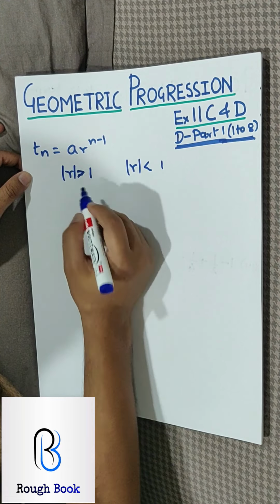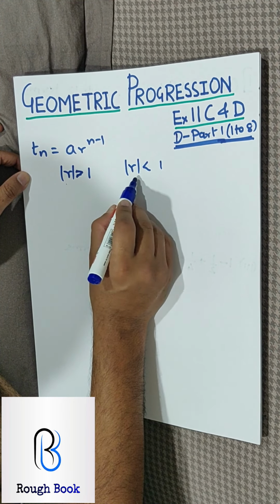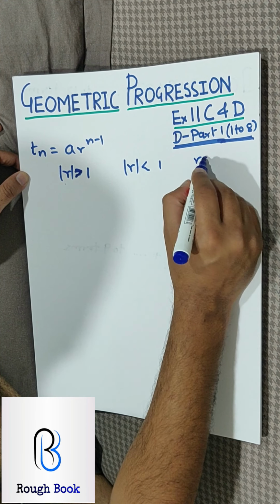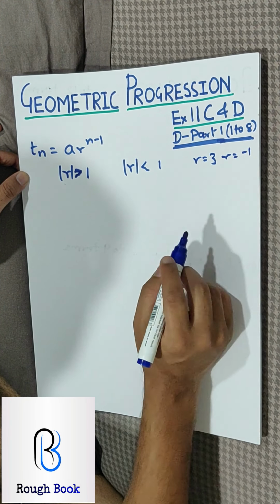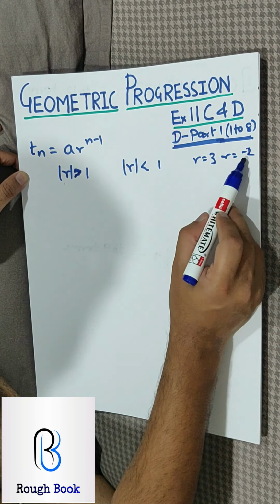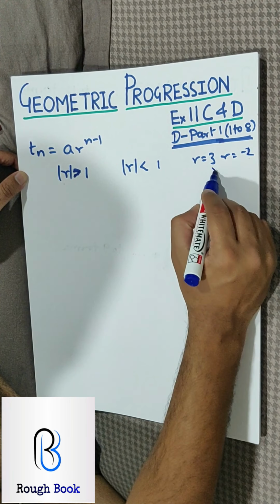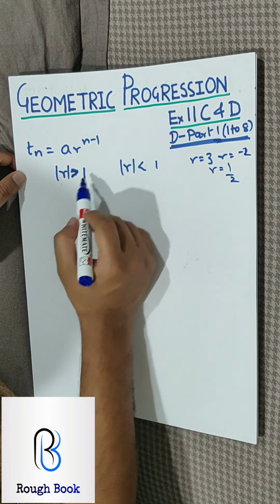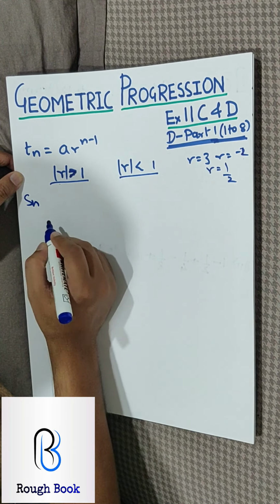This R is the common ratio, but we take the absolute value of R. Absolute value means you have to ignore the signs. So if I say R is 3, it's greater than 1. If I say R is minus 2, the minus is ignored, still it is greater than 1. But if I say R is 1 by 2, now this is less than 1. So depending on which category it falls in, the formula for Sn will differ.